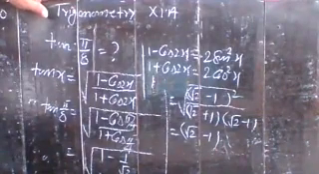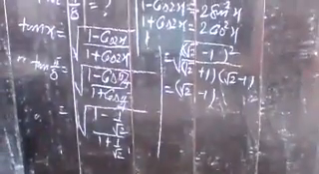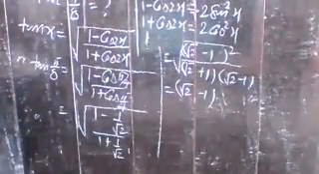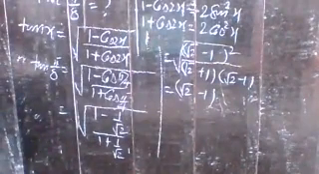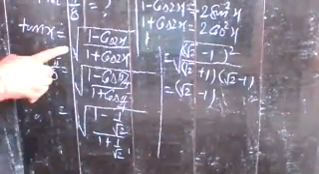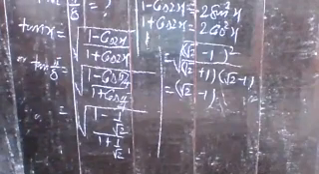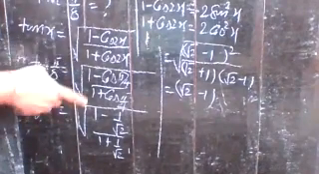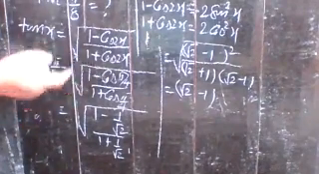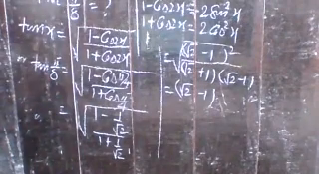So here you see that this method is quite short in comparison to the previous one, provided you learn this identity. If you learn this identity, then you can very easily calculate its value. Okay, so note it.